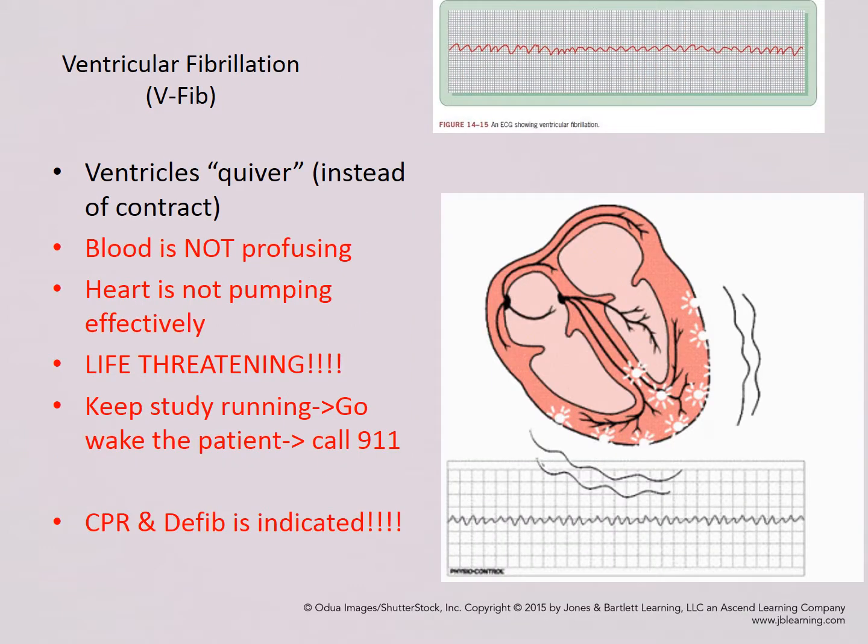VFib, or ventricular fibrillation, is also life-threatening. This is where your ventricles are basically quivering instead of contracting. As you can see in your picture here, notice there are no QRS complexes. Notice your waveform, it looks like just a rugged bunch of little tiny waves. Blood is not perfusing the body. The heart is not pumping effectively.